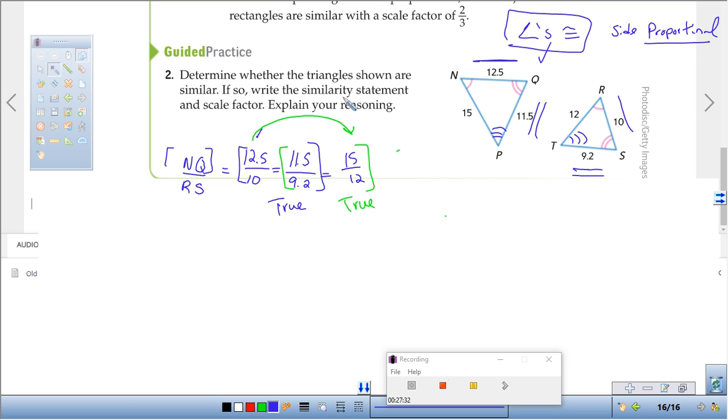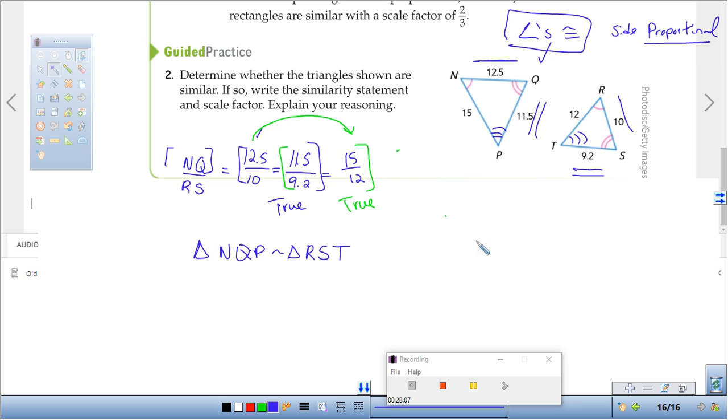So the similarity statement you want to write here is, ready? Triangle NPQ. I can do any order I want. NQP. I went from angle 1 to angle 2. Angle 1 would be RS, RST. It's similar to triangle RST. What do y'all think about that one, guys?